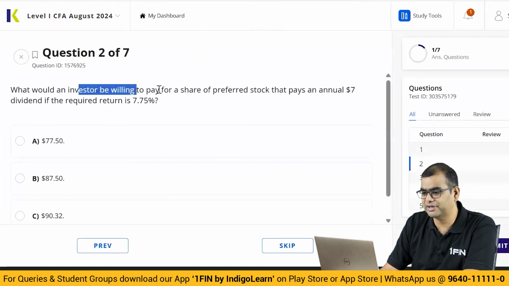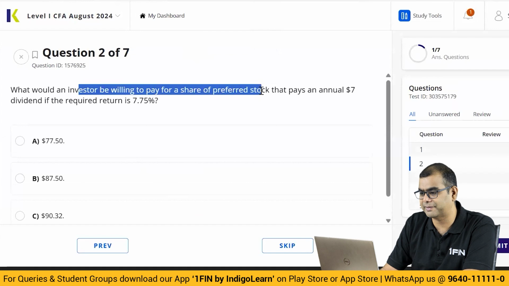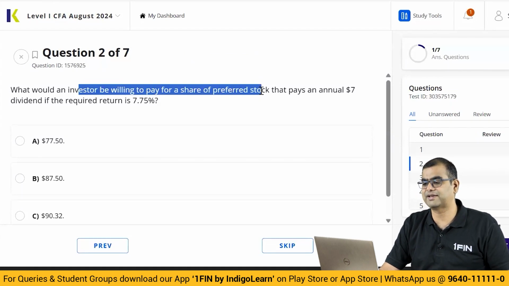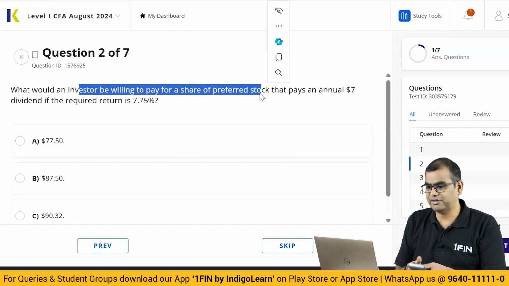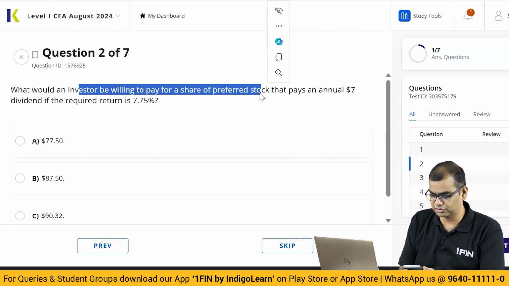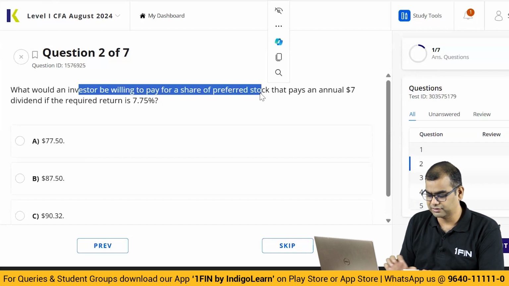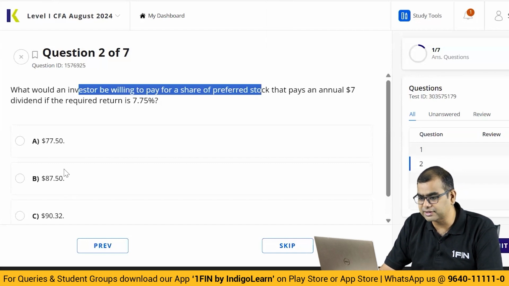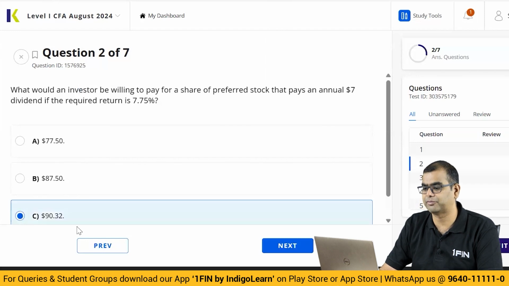What would an investor be willing to pay for a share of preferred stock that pays $7 annual dividend if the required rate of return is 7.75? What is it? D0 by KE or KP here. So 7 by 7.75%. So 7 divided by 0.0775, which is 90.322. What is the answer here? Yes, answer C, which is 90.32.